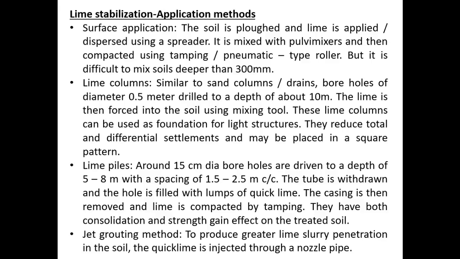Next one is the lime piles. Lime piles are widely used for compacting saturated soils. They are prepared by drilling boreholes of around 15 cm diameter up to a depth of 5 to 8 meter with a spacing of 1.5 to 2.5 meter center to center. The boreholes are then filled with quicklime and the casing is removed. When lime reactions take place in the soil, a large amount of heat is released and the pore water in the soil evaporates. The lime piles accelerate the consolidation of soil and increase its shear strength.